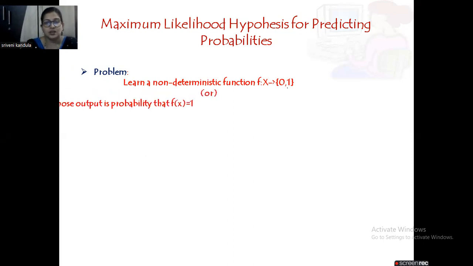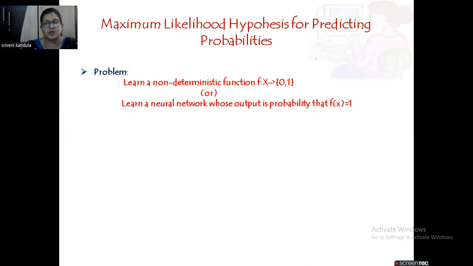Let us understand the problem first. It is to learn a non-deterministic function f where x is mapping to the target value 0 or 1, or learn a neural network whose output is the probability that f of x is equal to 1. Stated in other terms, learn a target function f dash where x is mapping to 0, 1 such that f dash of x is equal to P of f of x equals 1. So the probability of f of x being 1 is taken as f dash of x.